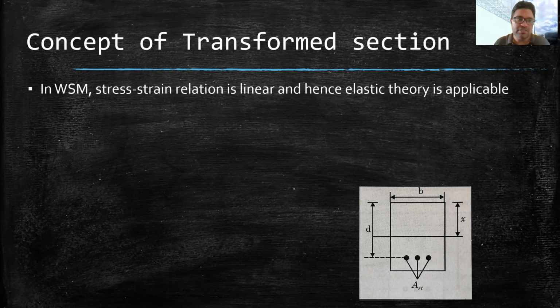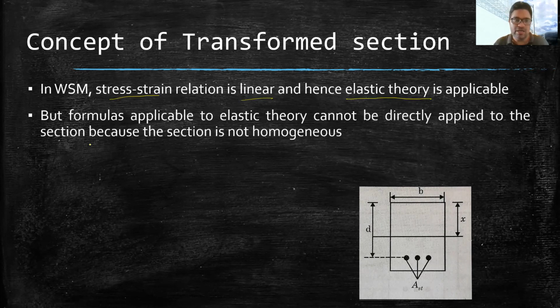Well, in the working stress method, we know that the stress strain relation is linear and therefore elastic theory is applicable. In the elastic theory, as per assumption, the stress strain relationship will be linear, and Hooke's law will be applicable. But another assumption in the elastic theory is that the material is homogeneous and isotropic. So in the second point, I am saying formulas applicable to elastic theory cannot be directly applied to the section because the section is not homogeneous.